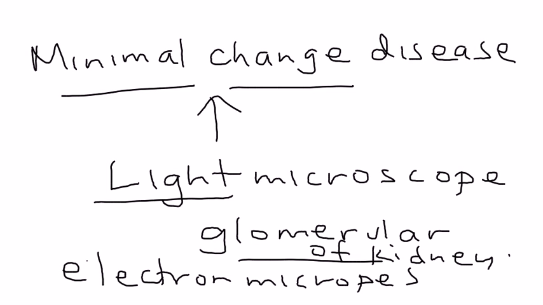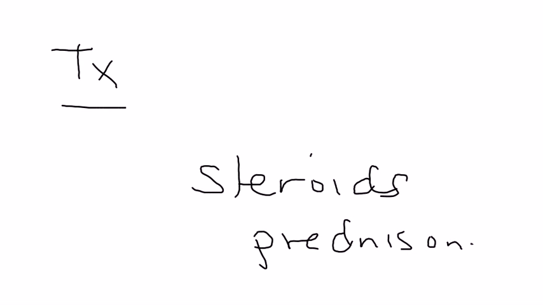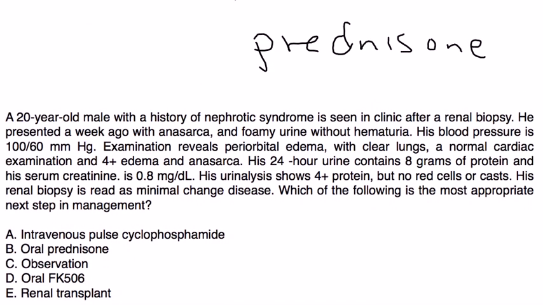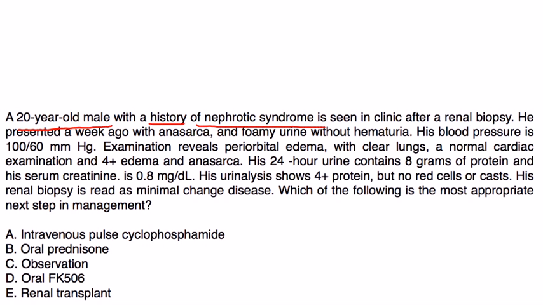So that's where the minimal change comes from. Alright, so finish off with treatment. Treatment is basically you give steroids, most commonly prednisone. Okay, so let's look at a couple clinical vignettes to see what this looks like in a patient presentation. 20-year-old male with a history of nephrotic syndrome is seen in the clinic after a renal biopsy. He presented a week ago with anasarca, generalized edema, foamy urine, without hematuria. His blood pressure is 100/60. Examination reveals periorbital edema, clear lungs, normal cardiac exam, 4+ edema and anasarca.